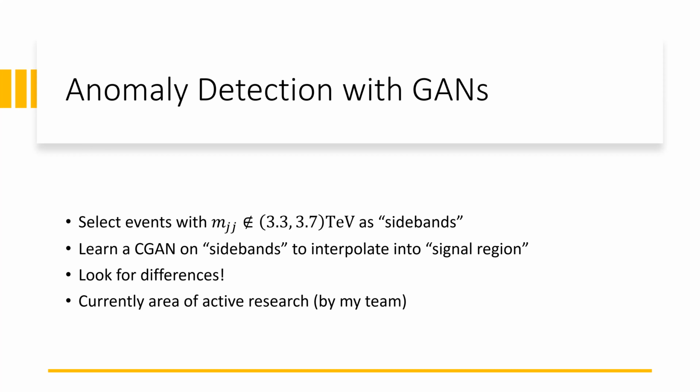Then we can look for differences between the distribution that our generative model generated and the actual distribution. Because if there's a difference between the actual distribution and the distribution that our GAN learned to generate, then, well, that could be the sign of the signal. That could be the sign that there exists some anomaly in the region 3.3 to 3.7 that's not in the region less than 3.3 and not in the region greater than 3.7.